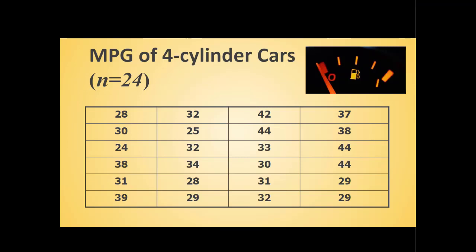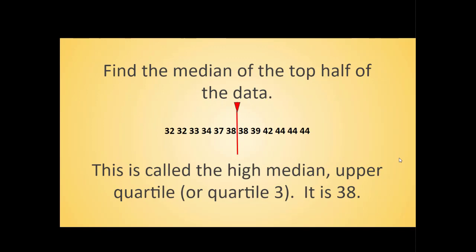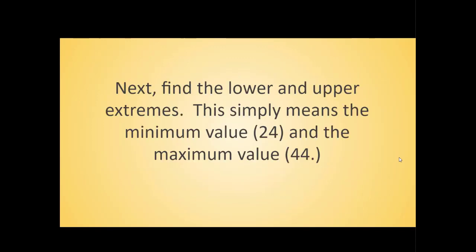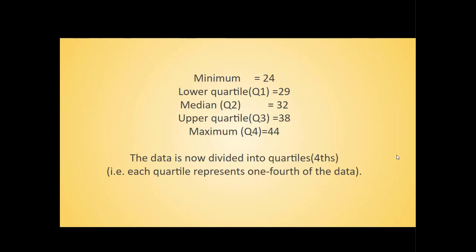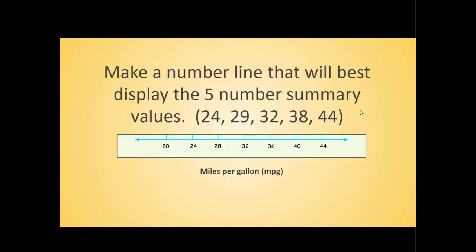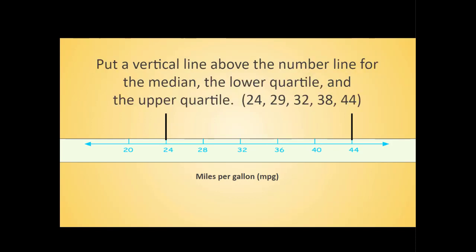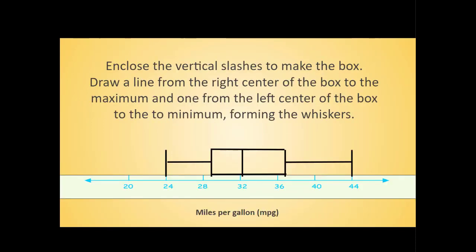As always, I've linked the Google Slides in the description box below. If you go through the remainder of the Google Slides, you will see that it's just the manual calculations, finding the minimum, lower quartile, median, upper quartile, maximum, showing how it's dividing it into quartiles or fourths, and how each quartile represents 1/4 of the data. And also it goes through making the box plot step by step.